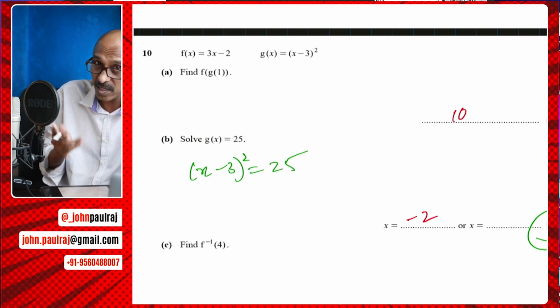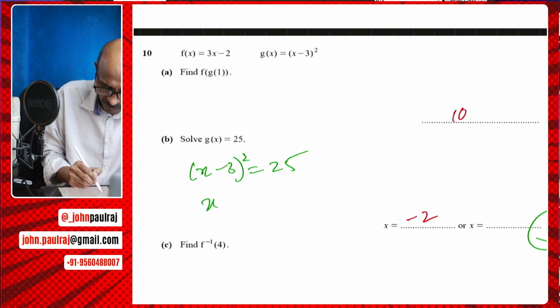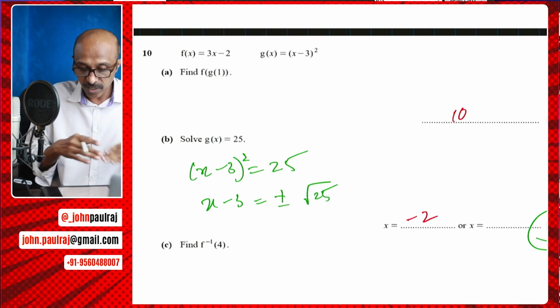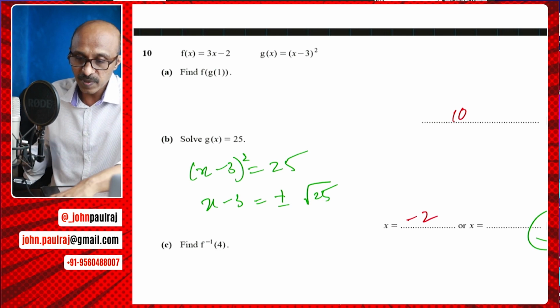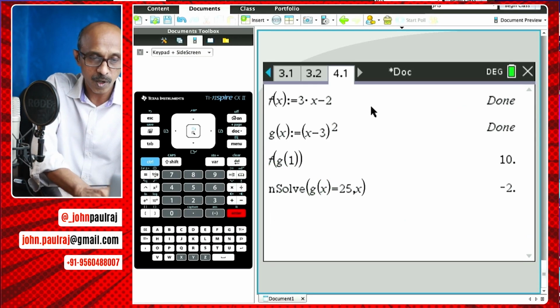Don't just write the answer, okay? This is paper 4. You got to show some working. And after that, you can say x minus 3 should be equal to plus or minus the square root of 25, which is 5, all right? And then obviously, you know that there's going to be 2 values. But when the calculator gives you something like that and you're worried, you can use the graph option.